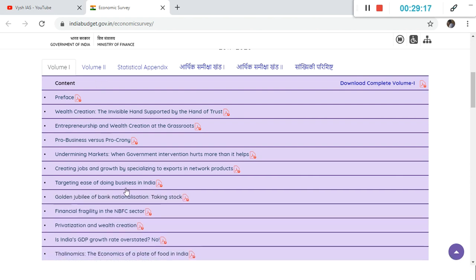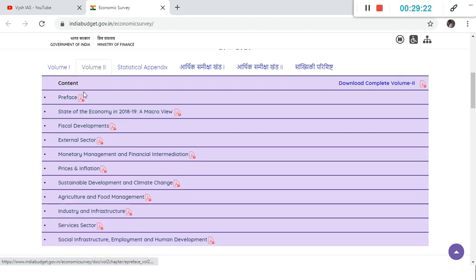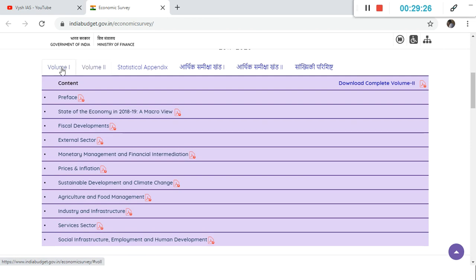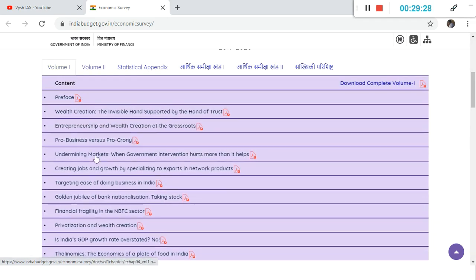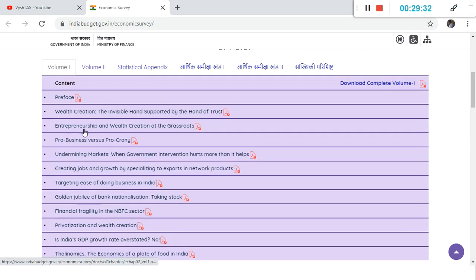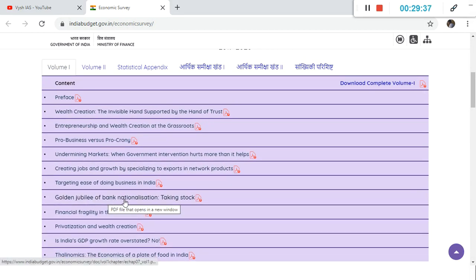So these are the 11 chapters in volume 1, and if you click here volume 2, it will take you to the other things. Now, what is the difference between volume 1 and volume 2? Volume 1 will give you the concepts, a lot of concepts, which the chief economic advisor and his team are telling, like what is happening in the government. Okay, like here, see, golden jubilee of banking nationalization, 1969, which was asked in prelims. Bank nationalization happened, and now 50 years have been completed. So about that, the entire banking story they have written here.